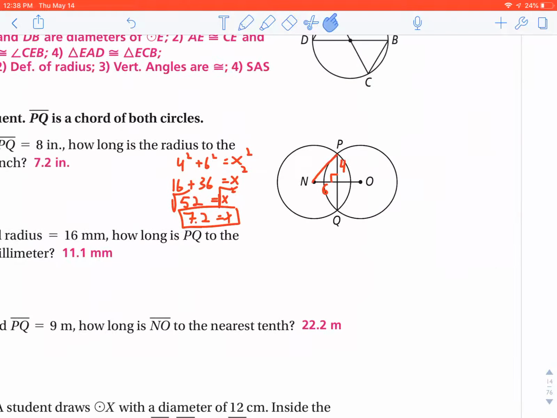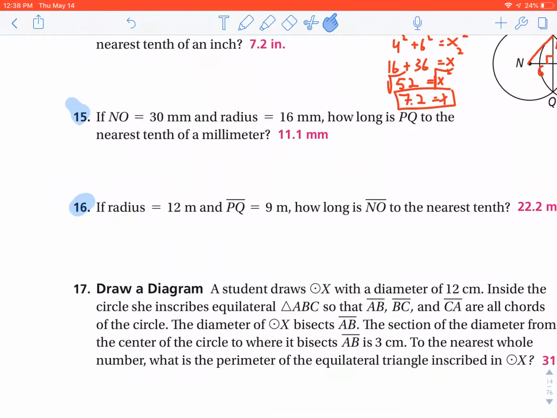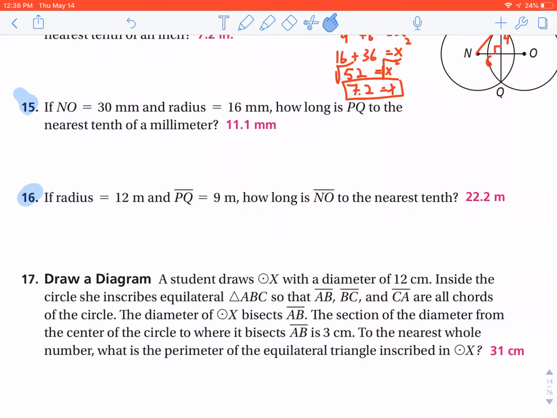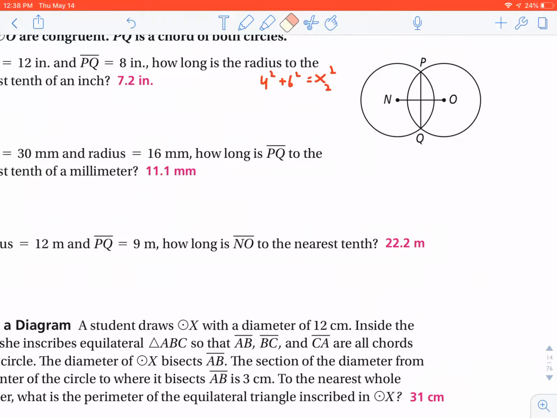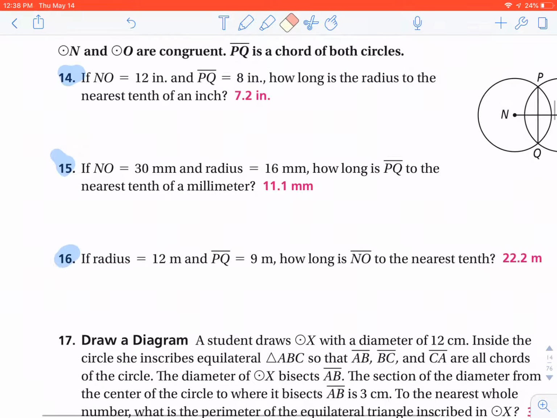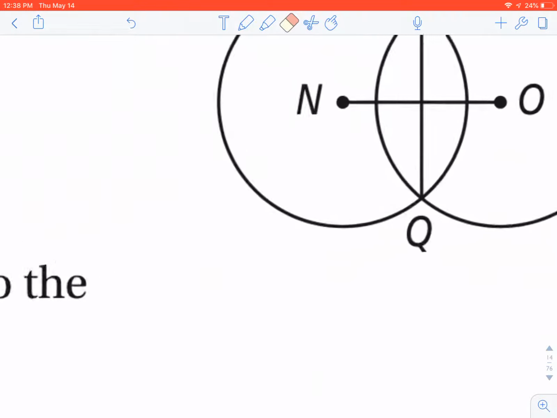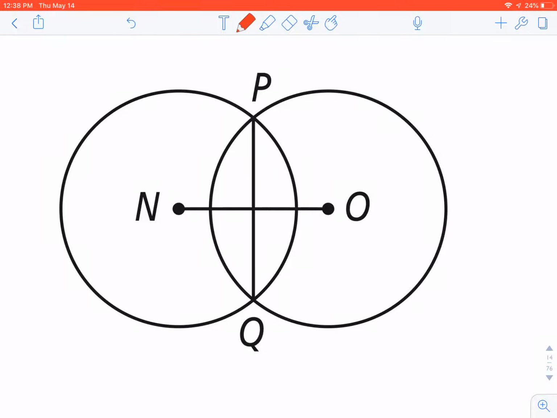So moving on here, for number 15, if NO is 30 and the radius is 16, how long is PQ to the nearest tenth? Well, this is just like number 10. You're going to find the answer, but the answer is going to need to be doubled. Okay? So let me see here. NO is 30. So if NO is 30, and this right angle is still here, well, that means this piece of the triangle is 15.